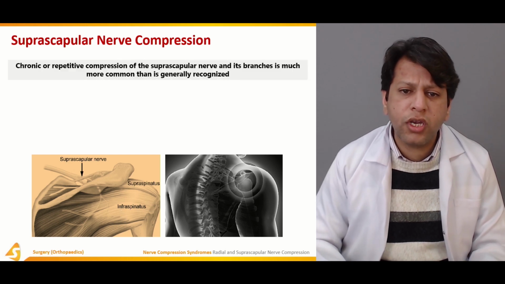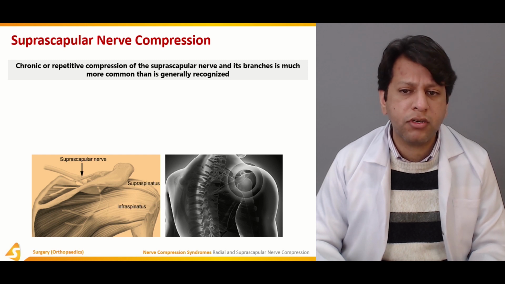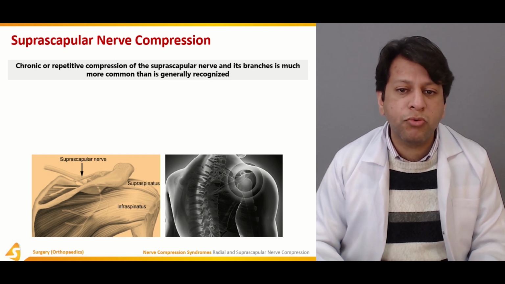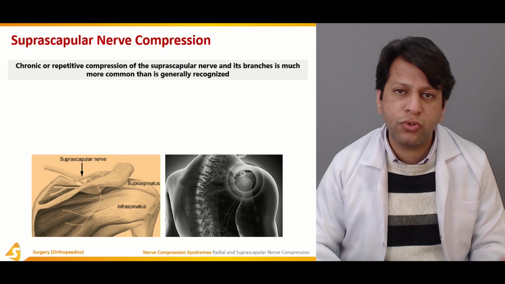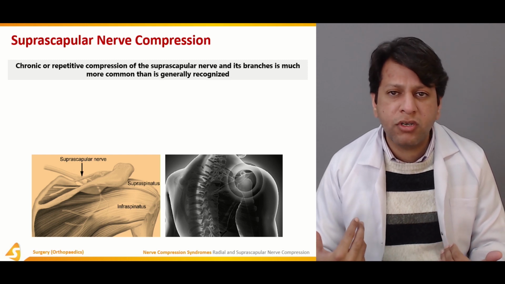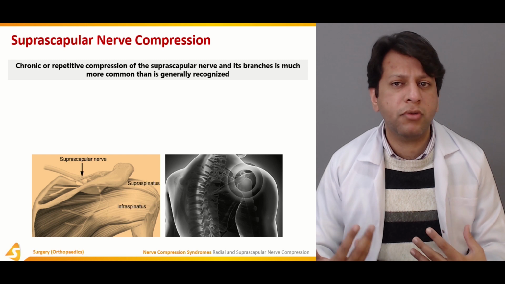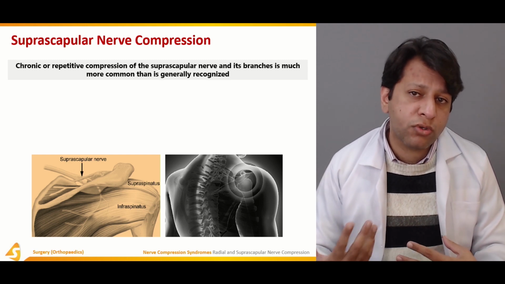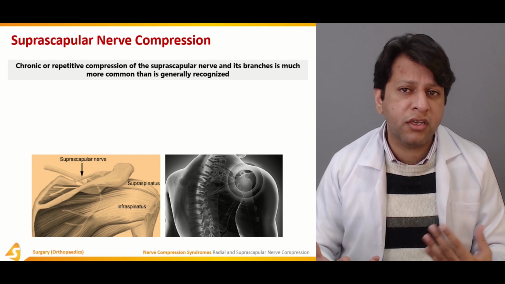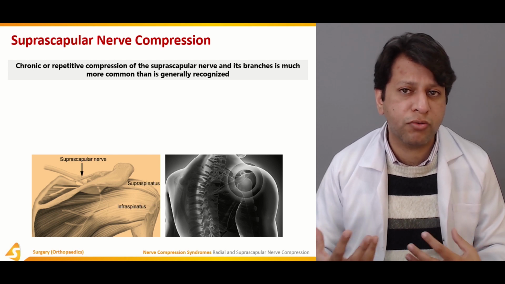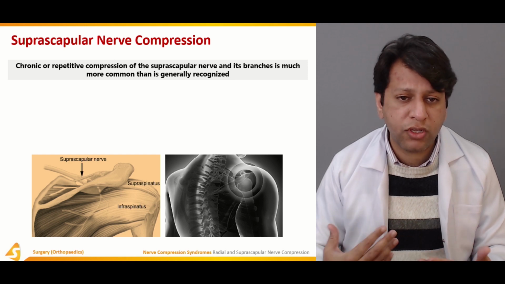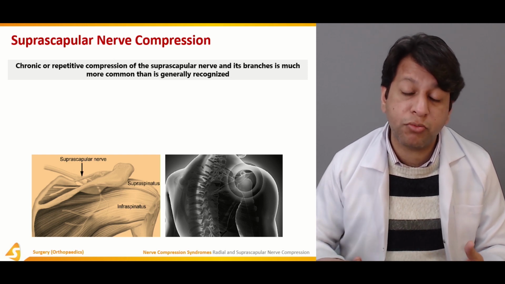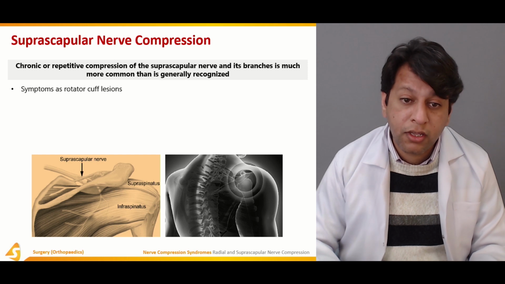Chronic or repetitive compression of the suprascapular nerve and its branches is much more common than generally recognized, because it is usually associated with shoulder pain and loss of abduction, and people think the rotator cuff muscles are involved. Mostly the differential includes rotator cuff tears, rotator cuff syndromes and all that. So we have to keep in mind that this could simply be suprascapular nerve compression.